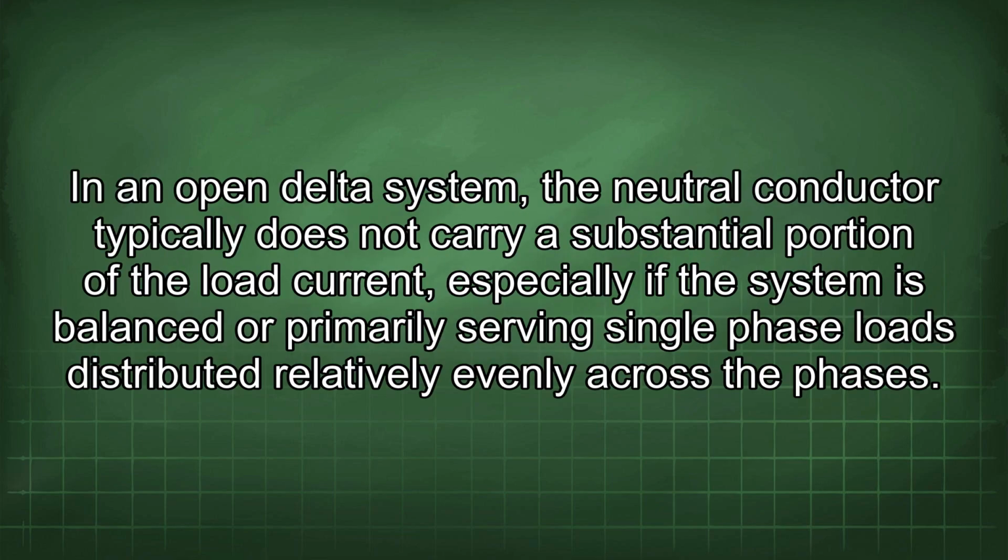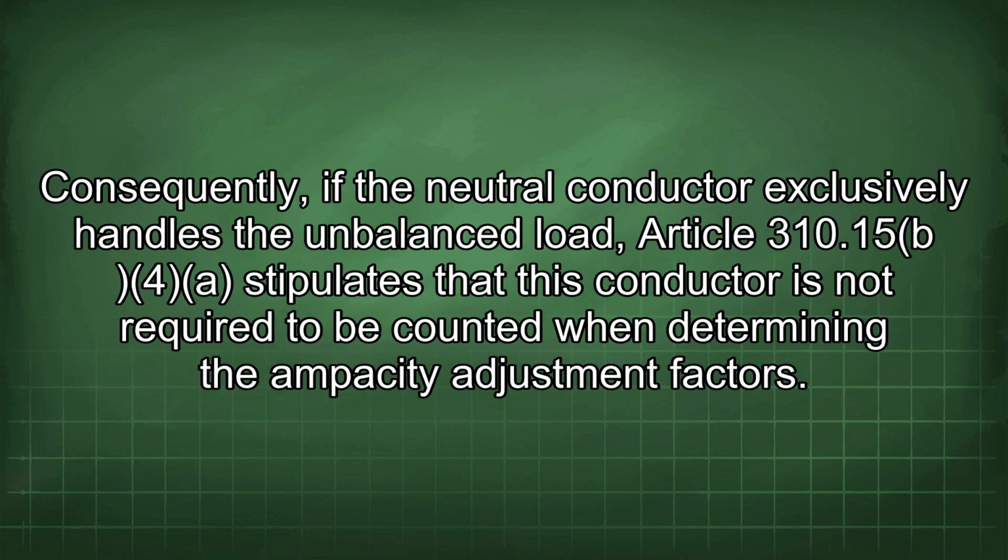In an open delta system, the neutral conductor typically does not carry a substantial portion of the load current, especially if the system is balanced or primarily serving single-phase loads distributed relatively evenly across the phases. Consequently, if the neutral conductor exclusively handles the unbalanced load, Article 310.15(b)(4) stipulates that this conductor is not required to be counted when determining the ampacity adjustment factors.